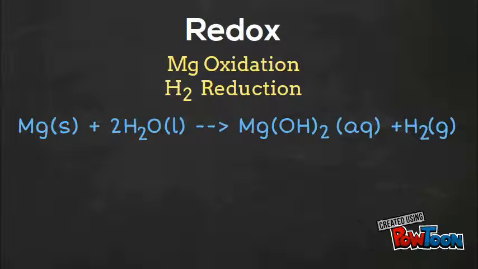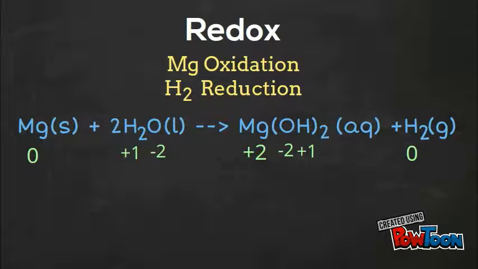Going back to the original equation, the first thing you're going to want to do is assign oxidation numbers. Magnesium is a free element, so it has an oxidation number of 0. And H2O is a neutral molecule, so the sum of all oxidation numbers equals 0. And according to the chart, hydrogen is +1 and oxygen has a -2 oxidation number. Then, in magnesium hydroxide, magnesium has an oxidation number of +2 because it is a group 2A metal. And then oxygen and hydrogen follow the chart, so oxygen is -2 and hydrogen is +1. Then hydrogen by itself is a free element, so it has an oxidation number of 0.